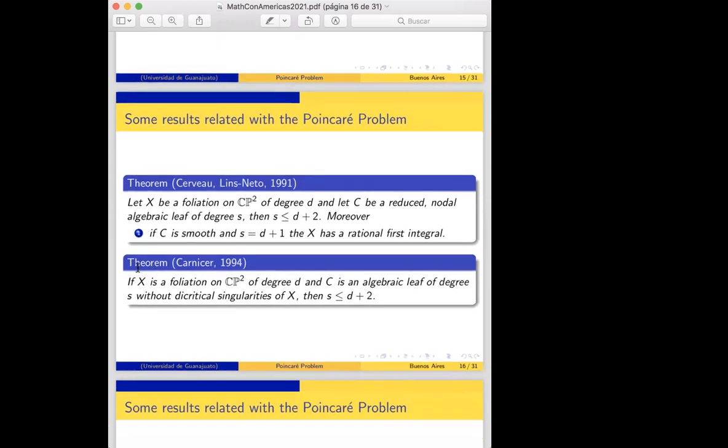The second theorem is by Carnicer. This is a very important theorem in this theory. It was proved in 1994. It says that if we have a foliation on the projective plane of degree D and C is an algebraic leaf of degree S without critical singularities, remember that critical means that we have an infinite number of leaves, then the degree is less than or equal to D plus 2. In our case, we can't apply this theorem because we have critical singularities. But this is an important theorem if we don't have critical singularities. This is the bound of the possible algebraic leaf, D plus 1.